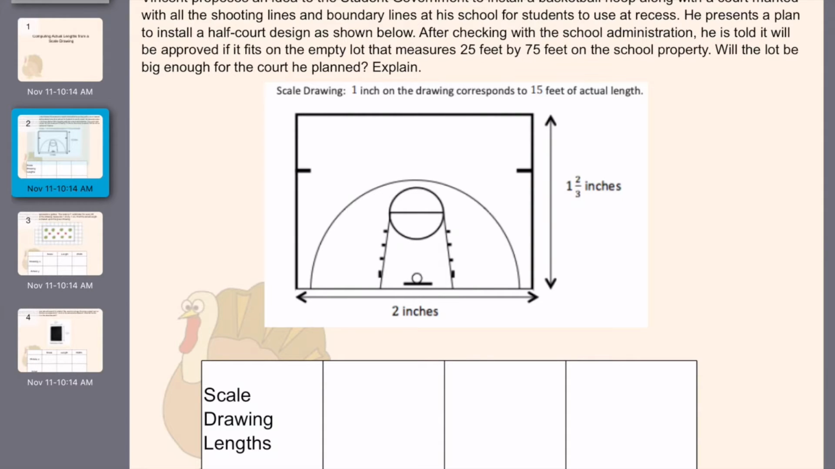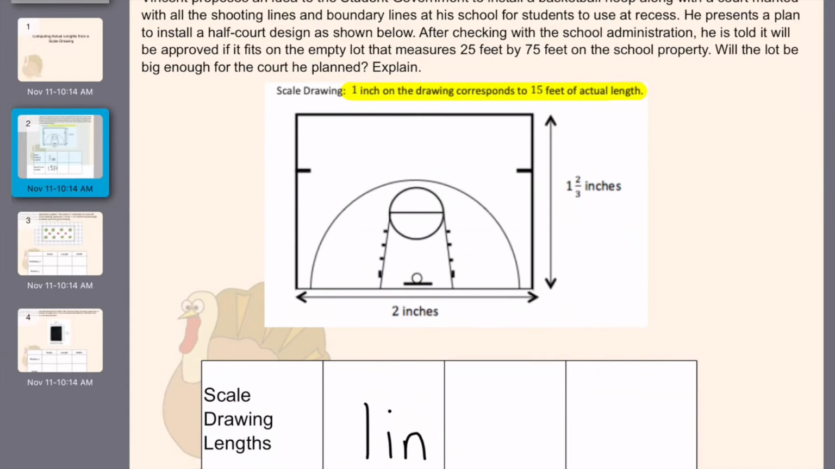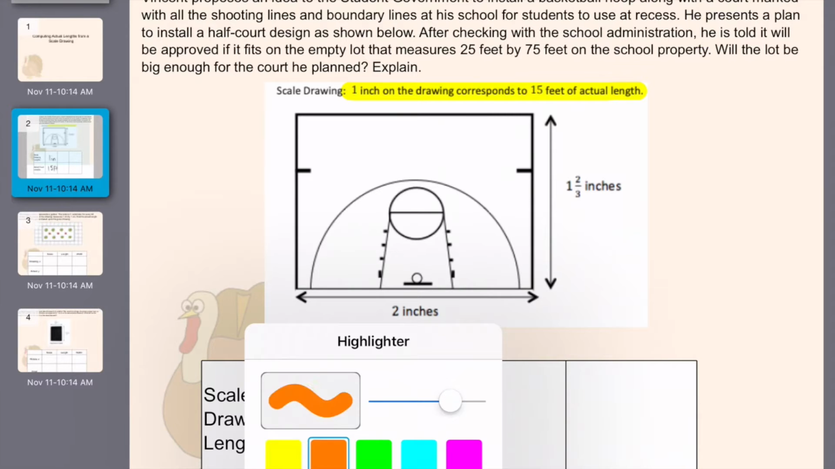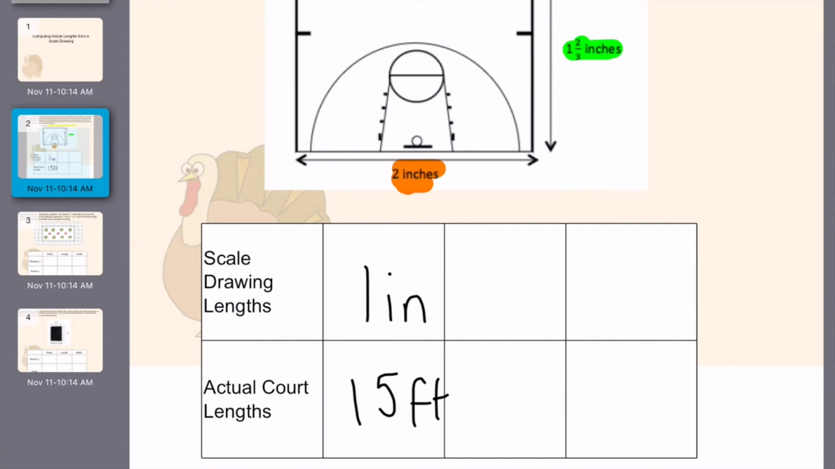And I can see here in my scale drawing, 1 inch on the drawing corresponds to 15 actual feet in length. So I know here that scale drawing length, which I'm going to say this is my 1 inch, is the same thing as 15 feet. Now I want to use these dimensions that he's put forth, and I want to use my constant proportionality to help figure out what their dimensions actually will be.